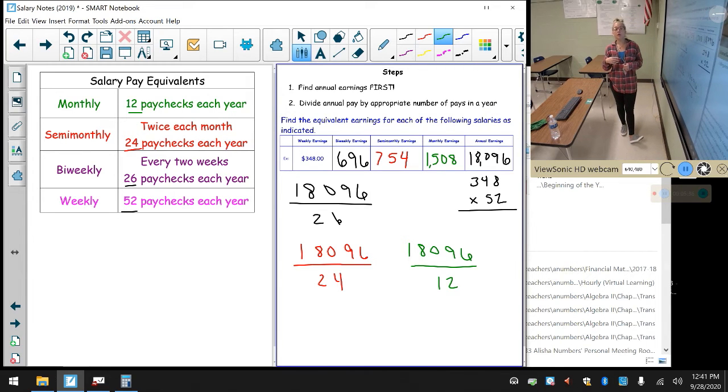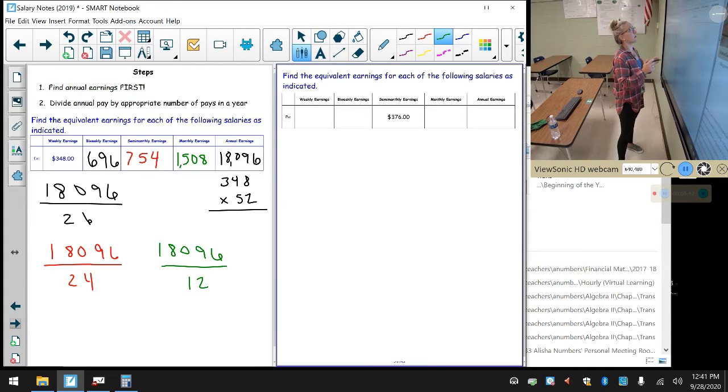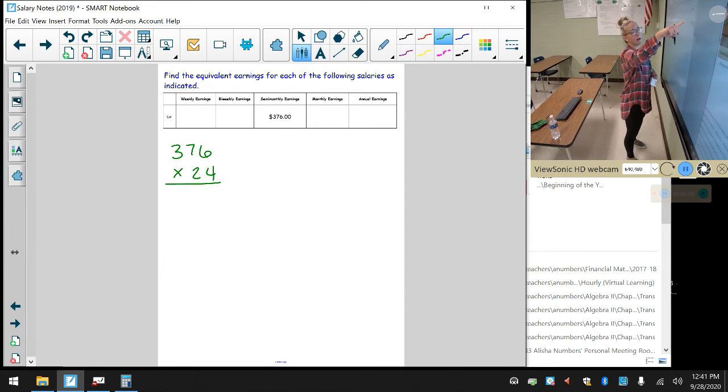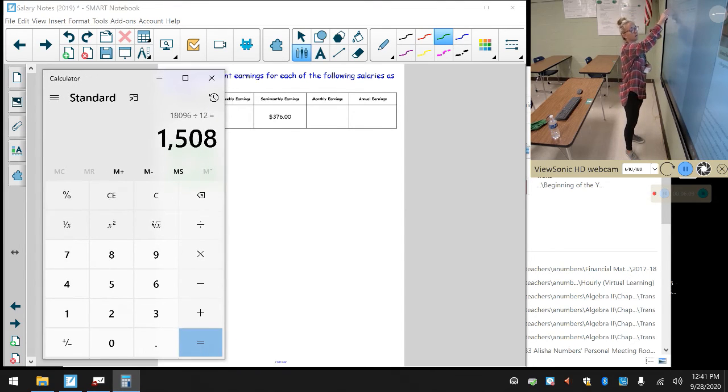Let's do one more example, and then you can try these on your worksheet on your own. This one gives me semi-monthly earnings. So step one, I want to find annual earnings first. How many semi-months are in a year? You can go back and look at the chart. It would be 24. So I'm going to take 376 times 24, and that's going to give me my annual earnings: $9,024.